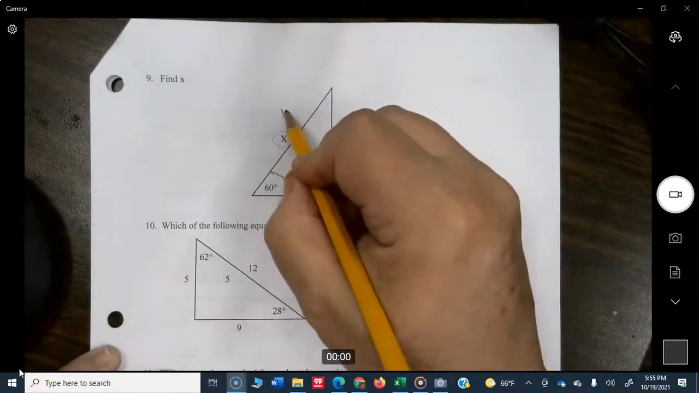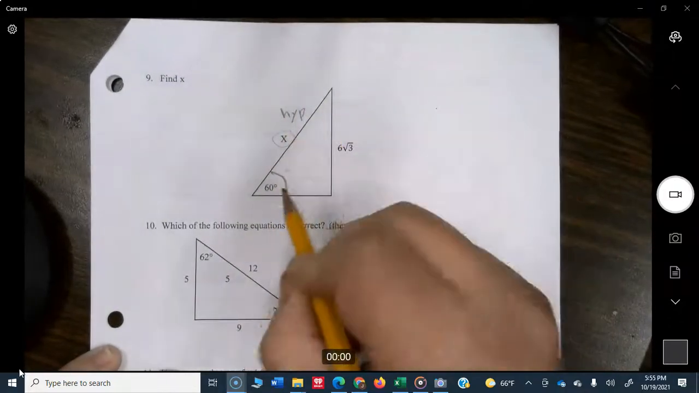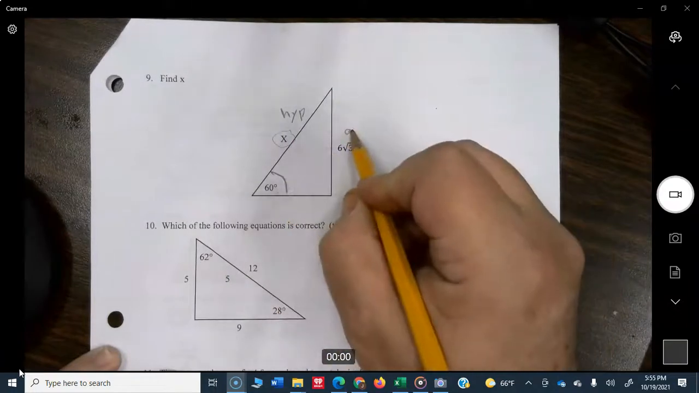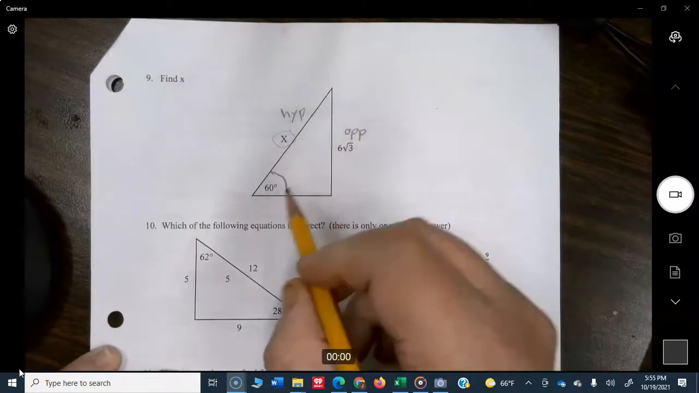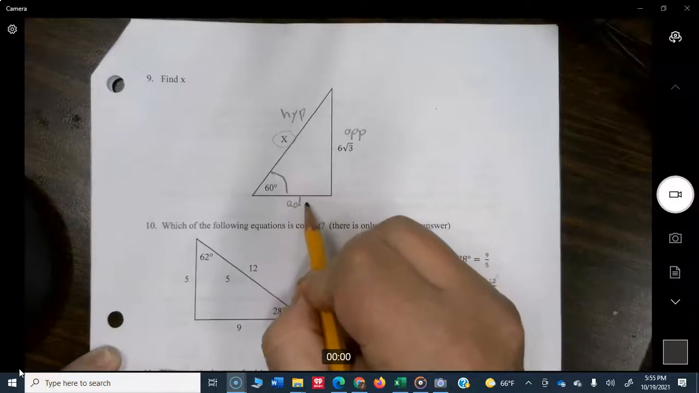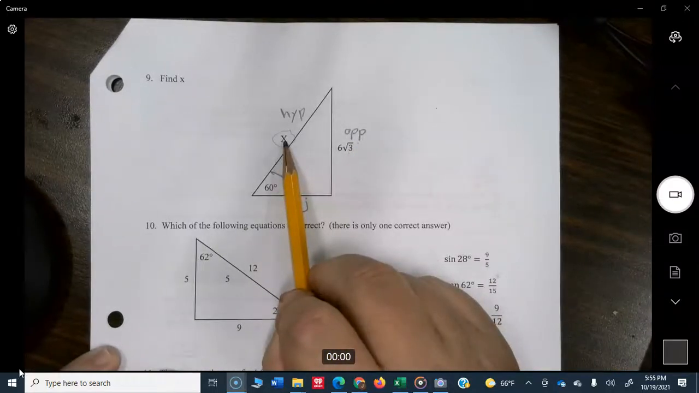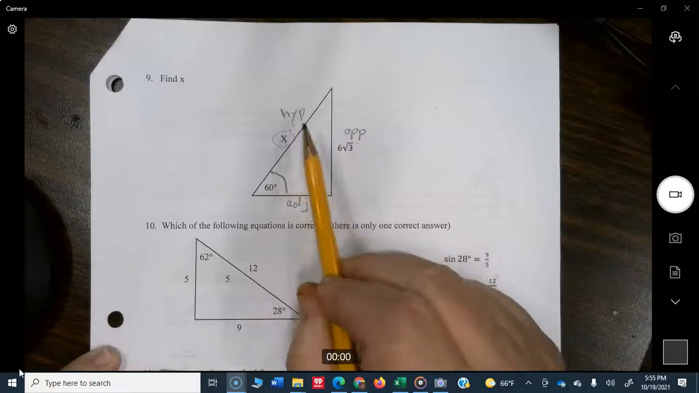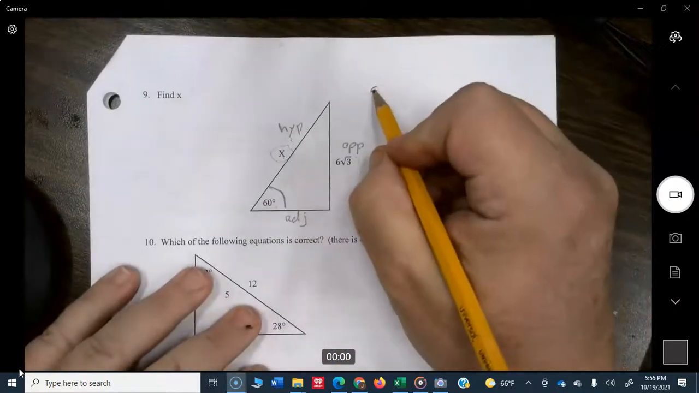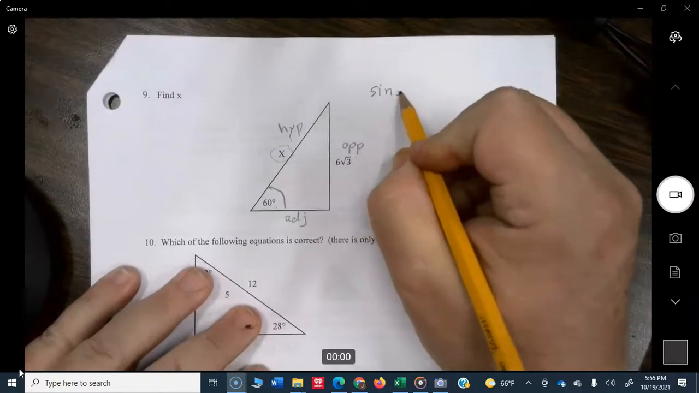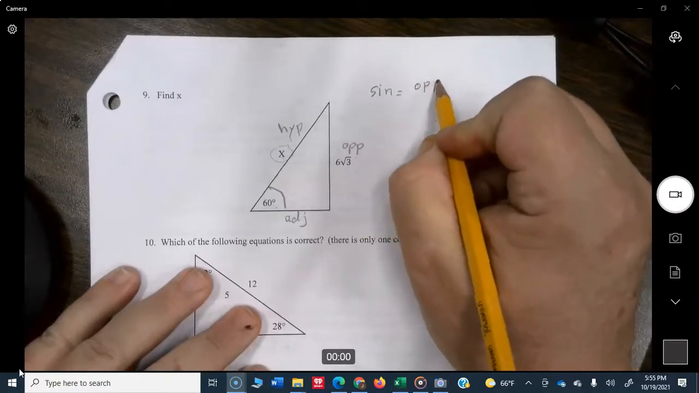The longest side is the hypotenuse. The side over on this is the opposite, and the other one is the adjacent. So the known side is the opposite, and the unknown that we're trying to find is the hypotenuse. We need a relationship between opposite and hypotenuse. Sine is opposite over hypotenuse. That's the relationship.